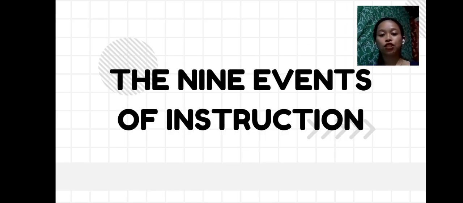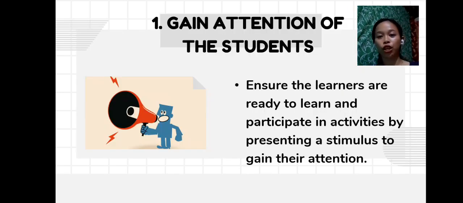The first of Gagne's events is gain attention of the students. It means ensure the learners are ready to learn and participate in activities by presenting a stimulus to gain their attention. This event is about getting the learners' attention by using stimuli like videos, stories, or questions to engage their interest and focus on the topic.